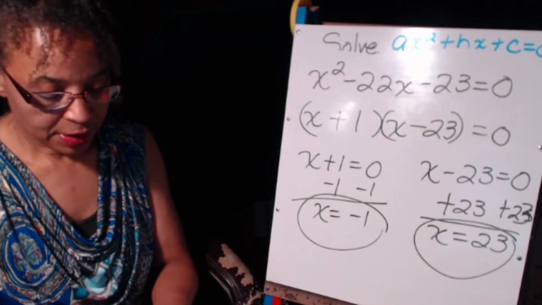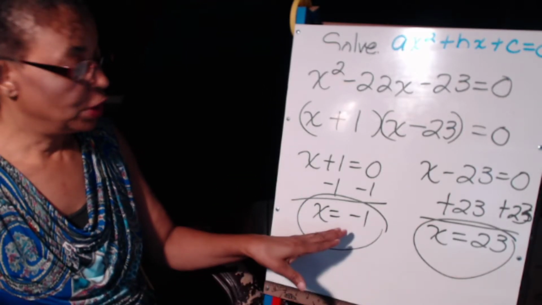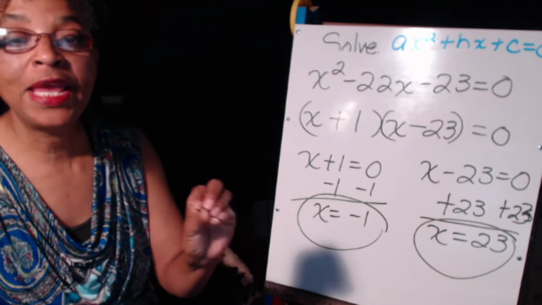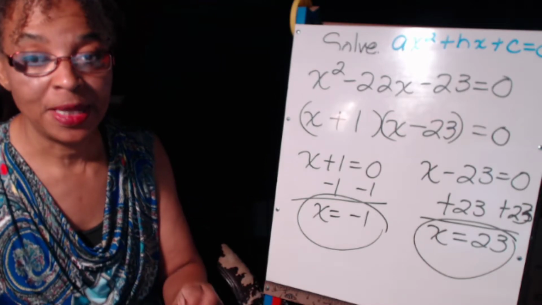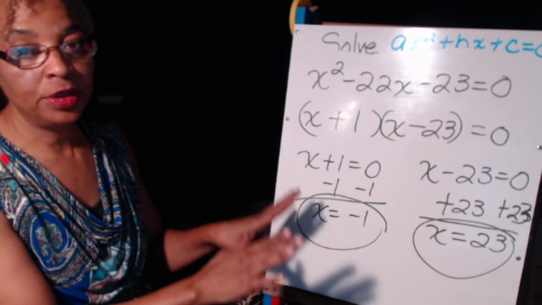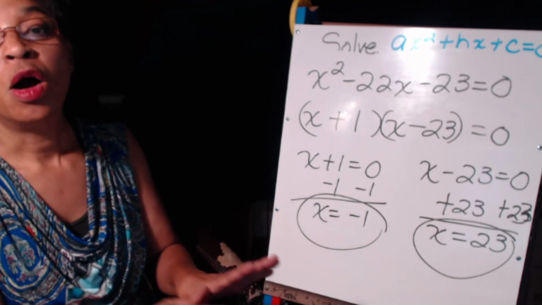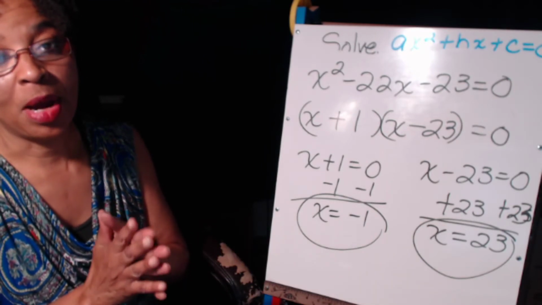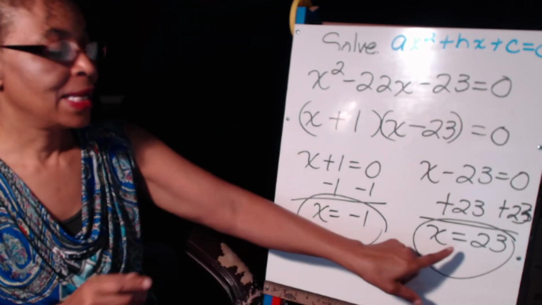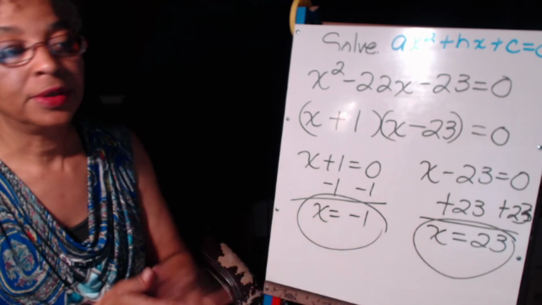possible solutions. I would like to add, it would be important for you to check both of these solutions in the original problem. Never the one you changed, never the one you altered, only the original problem, to ensure that both of them, or only one, is the proper answer. And in this case, I think 23 is the only real answer.